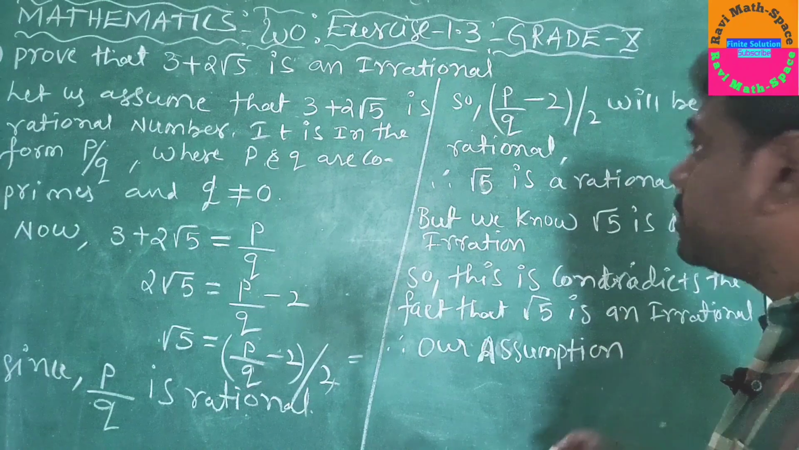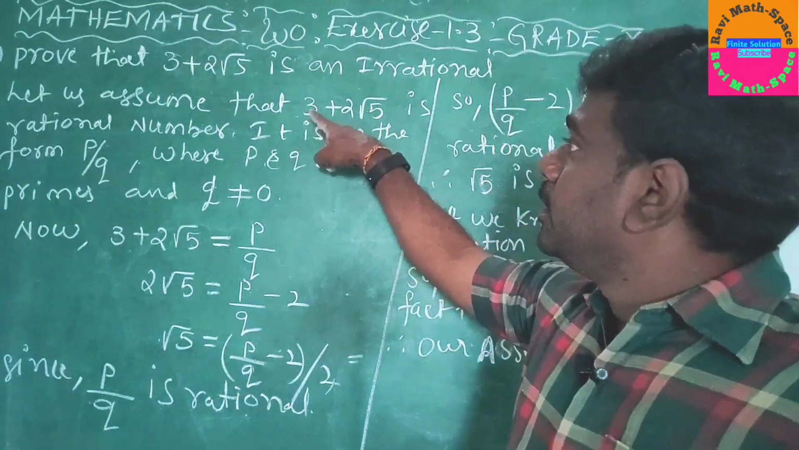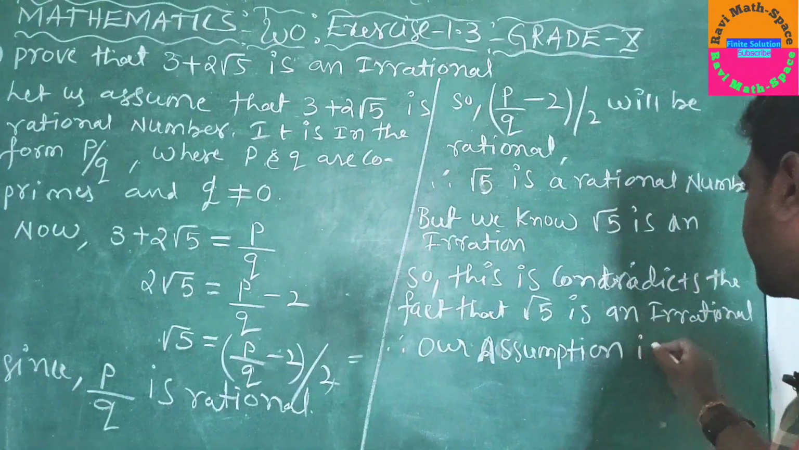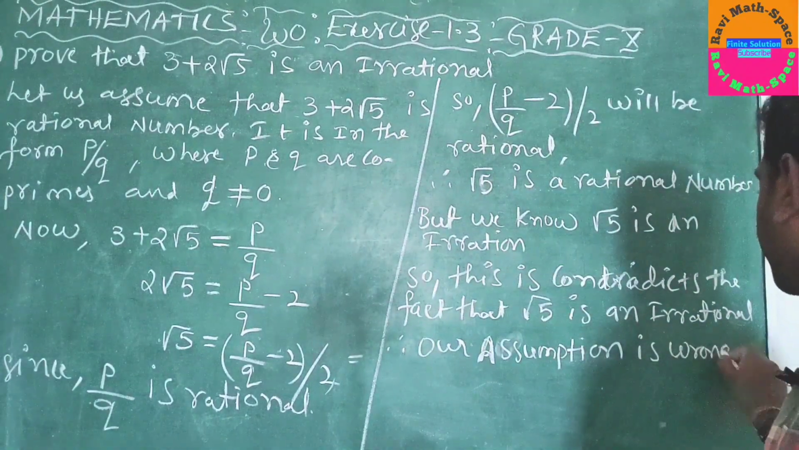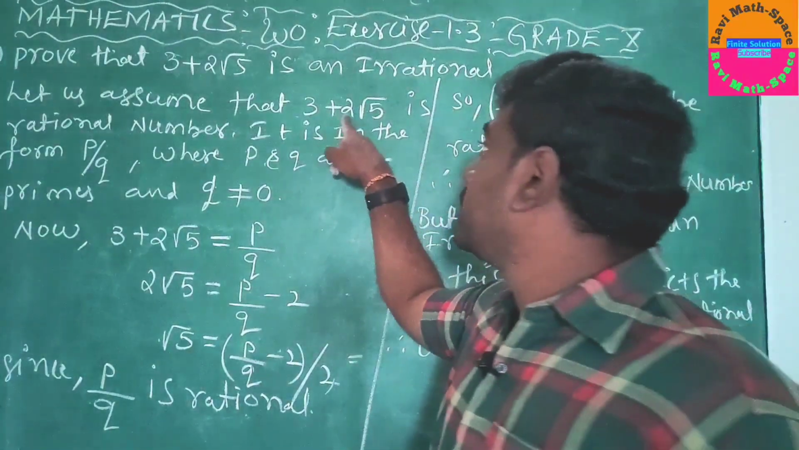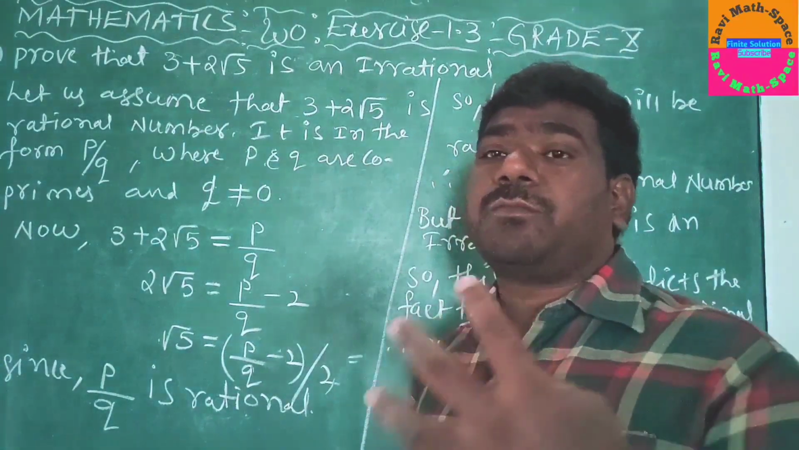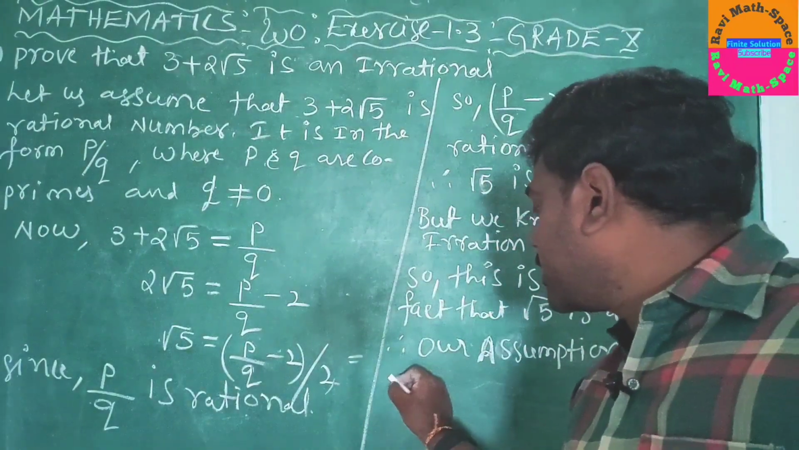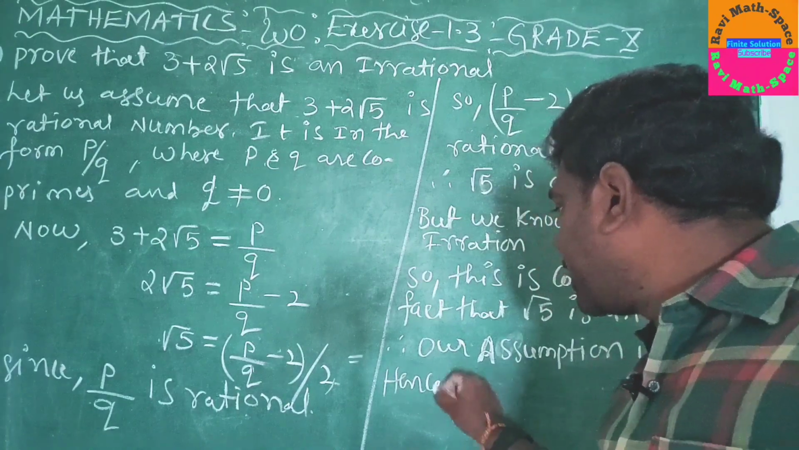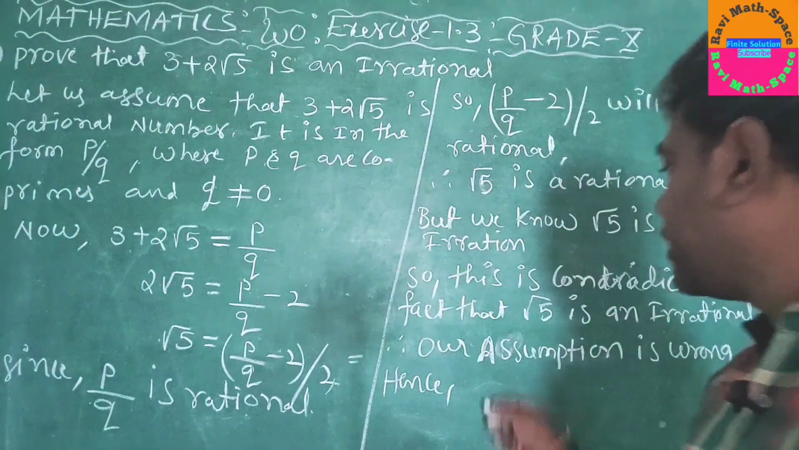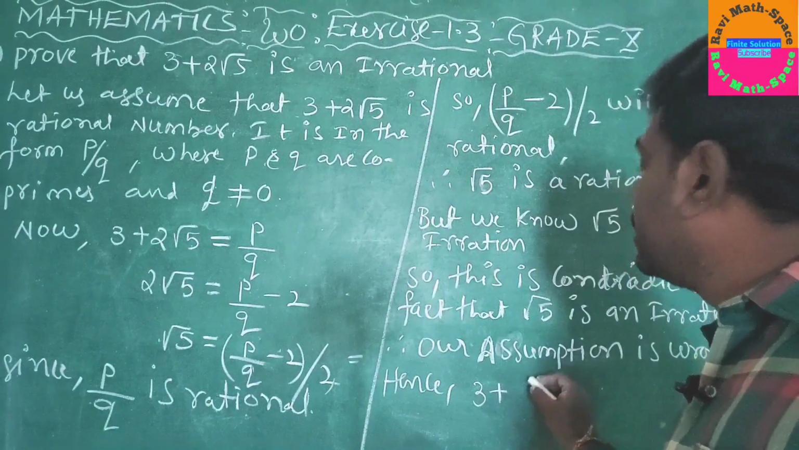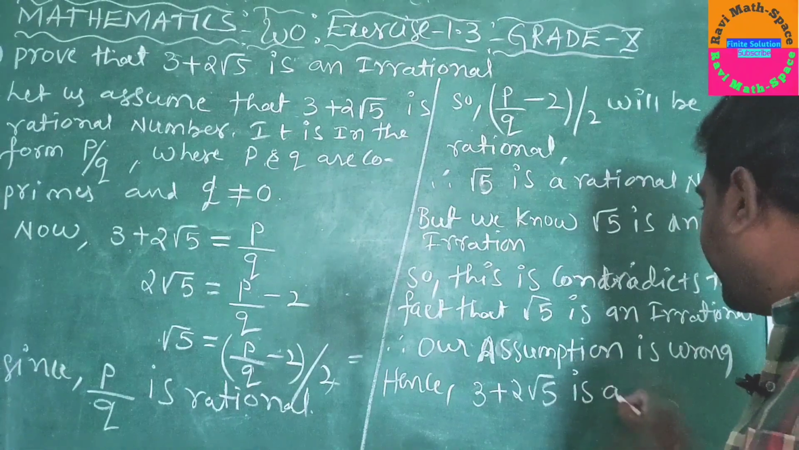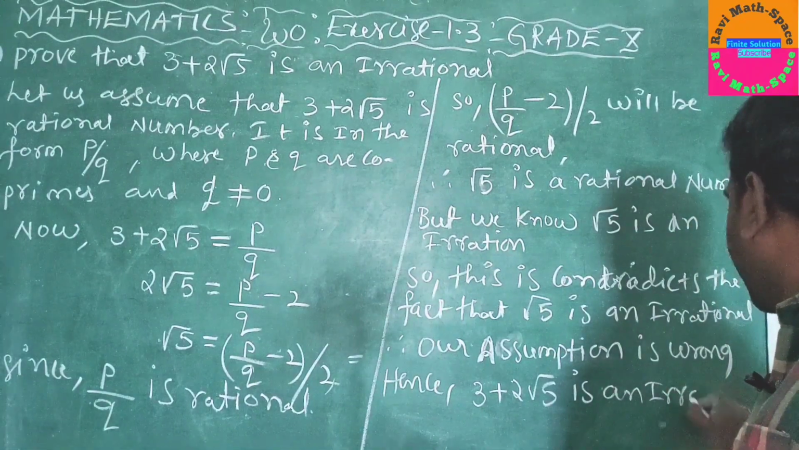What is our assumption here? 3 plus 2 root 5. Our assumption is wrong. What did we assume here? 3 plus 2 root 5 is a rational number. Our assumption is wrong. Understand it here? Hence 3 plus 2 root 5 is an irrational number.